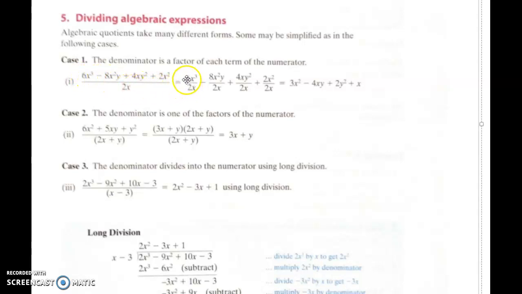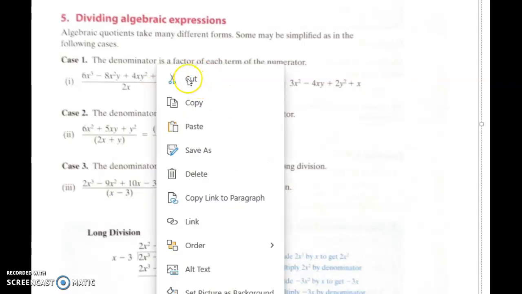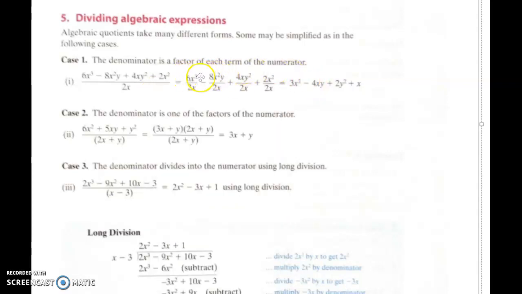So that means we can divide 6x cubed by 2x. I can divide minus 8x squared y by 2x. I can divide 4xy squared by 2x. And I can divide 2x squared by 2x.